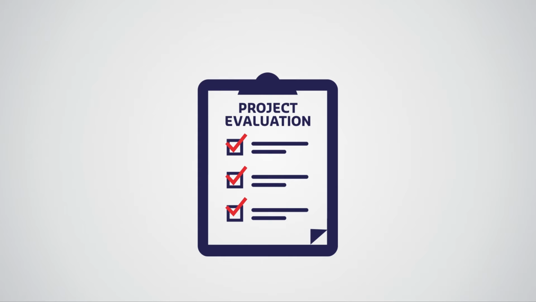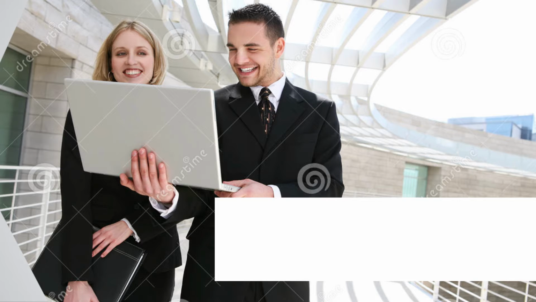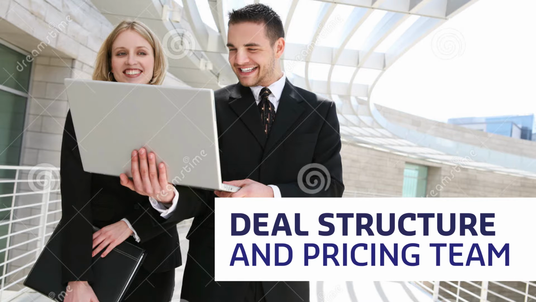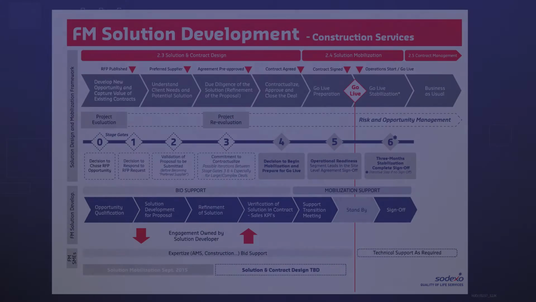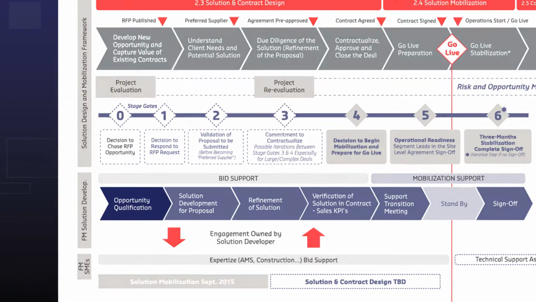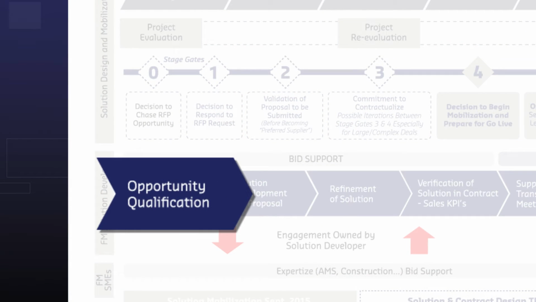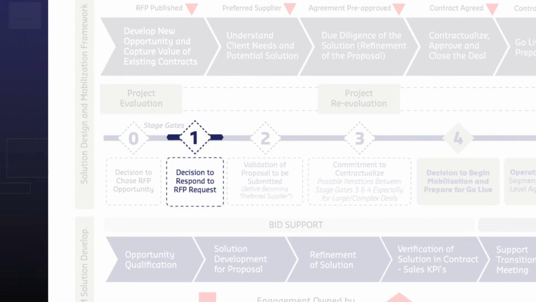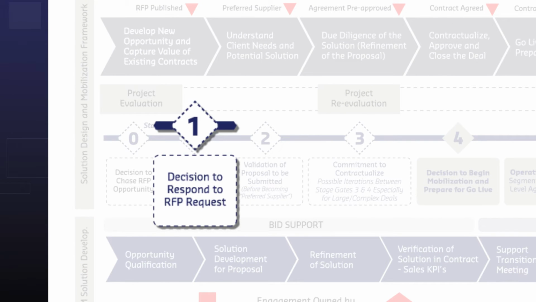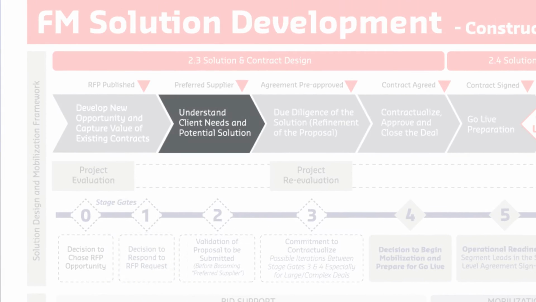Once the project is registered with BIGS, the construction team will contact you to complete their project evaluation form. The transversal function will also be engaged at this time by having the deal structure and pricing team informed about the opportunity. They will need to review the client's financial qualifications and possible bonding needs for Sodexo. The client segment has passed through the next stage gate and decided to submit a proposal for a negotiated deal or respond to a client's formal request for proposal process.